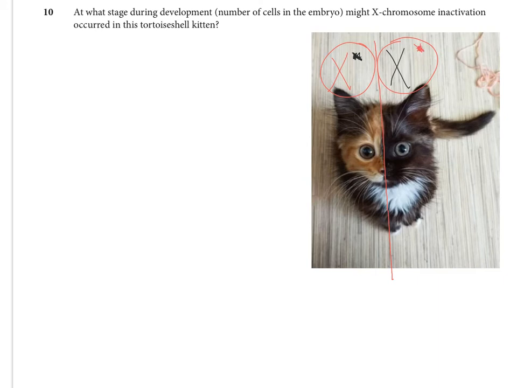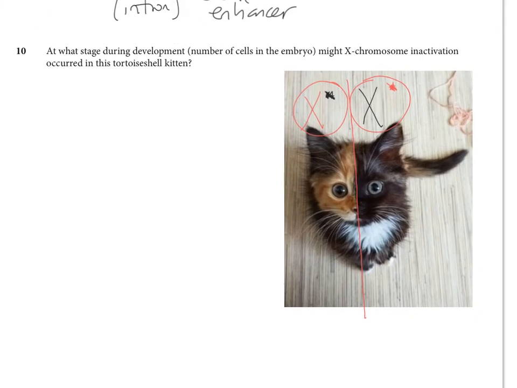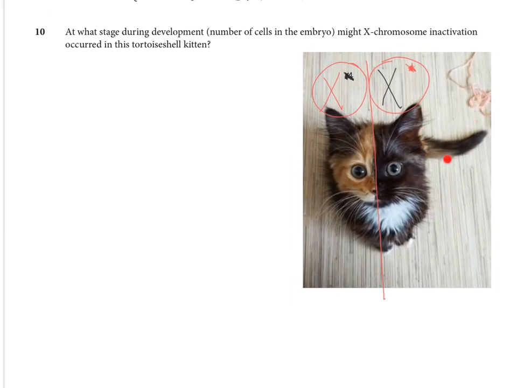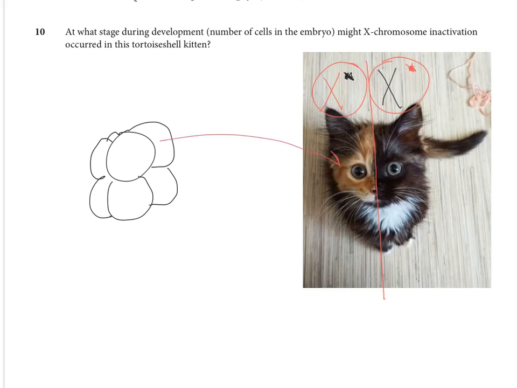However, because we can see some orange and some black down here on the tail, it's possible that, and there's no right answer to this question because we can't see the entire cat, it's possible that it was at something like the 8-cell stage where X chromosome inactivation occurred, such that perhaps one of those cells or a group of those cells produced the face, and some other cells that were inactivated produced that orange pigment that's present on the tail.